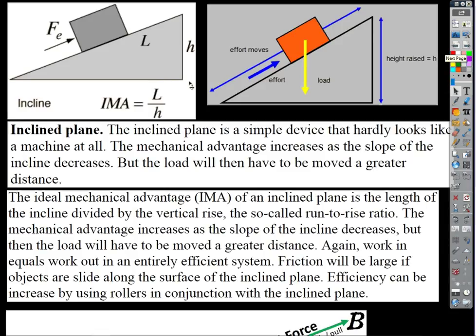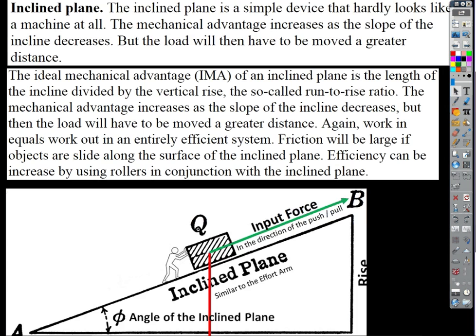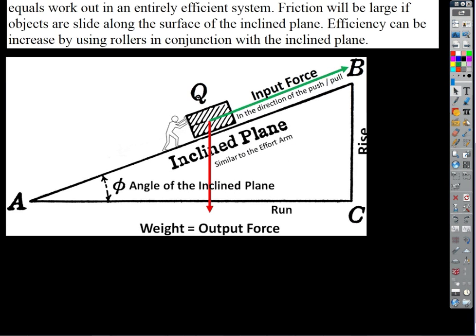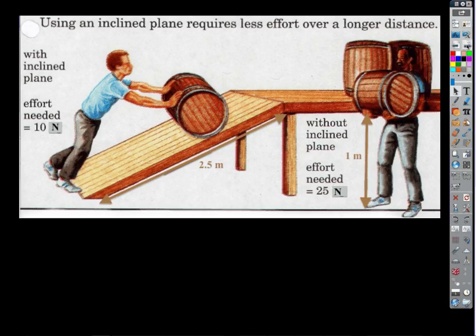Okay. So that one's pretty straightforward. Actually, read that because I think you said it before. So the weight's the output force, input force is what you're applying. Just have to not get it mixed up. Okay, less effort over a longer distance. Okay, rolling an object's good, that works great. You can roll something. All right, so let's look at a quick example of an inclined plane problem.